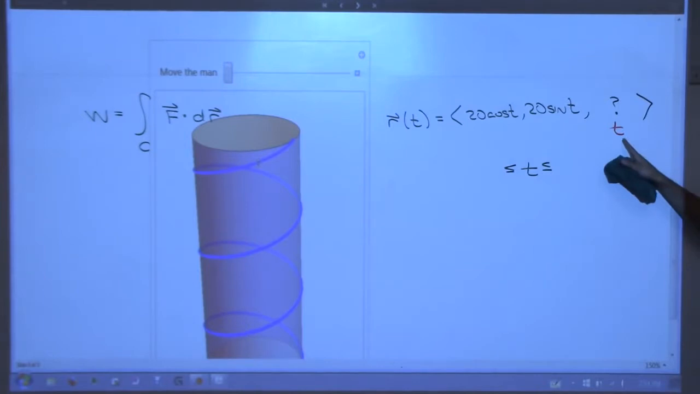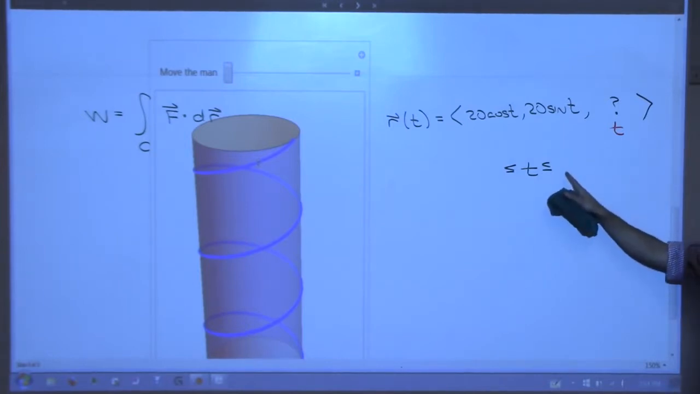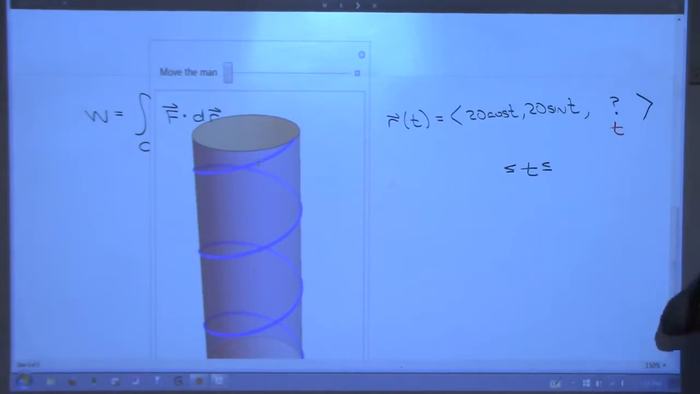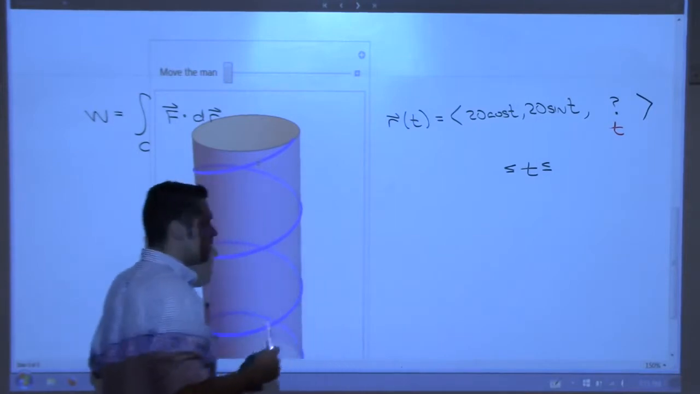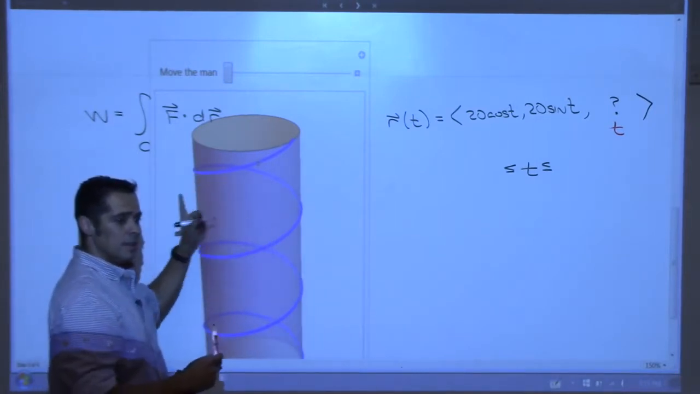Well, if you're going to use t here, it's got to be 90, right? But there's a problem with that. You need to draw 3 complete circles. So that's going to be the thing that controls your t. How do you draw 3 complete circles? Because that's what it says. He goes around 3 complete revolutions, right?